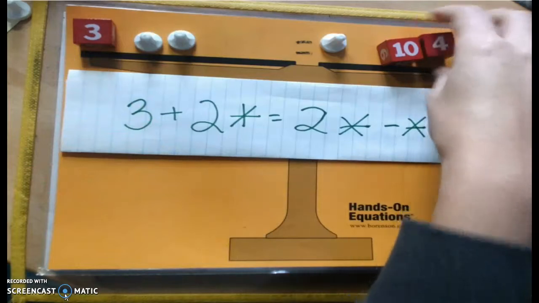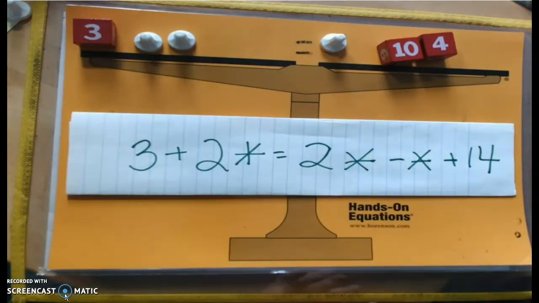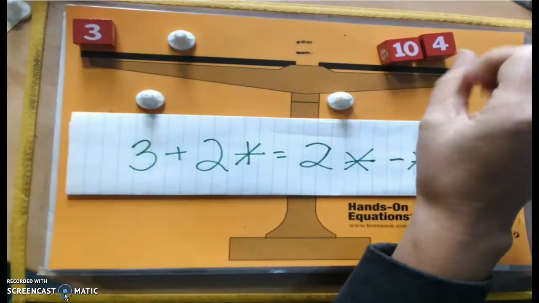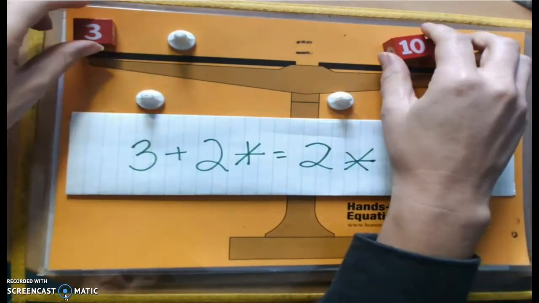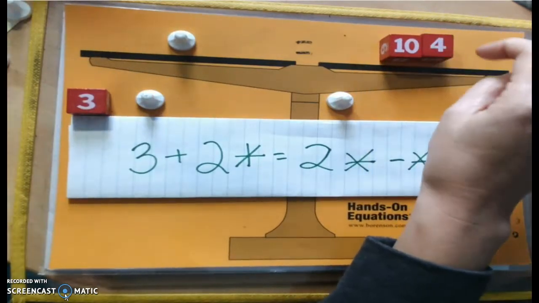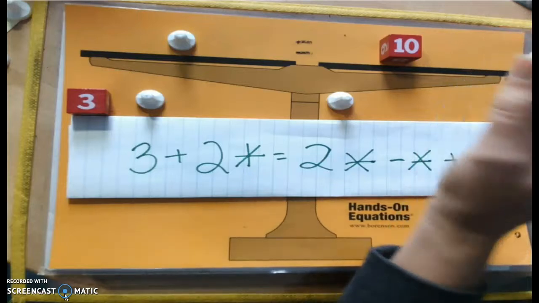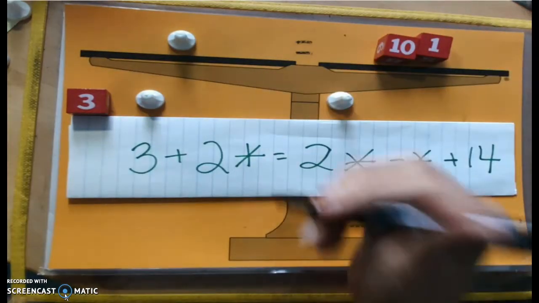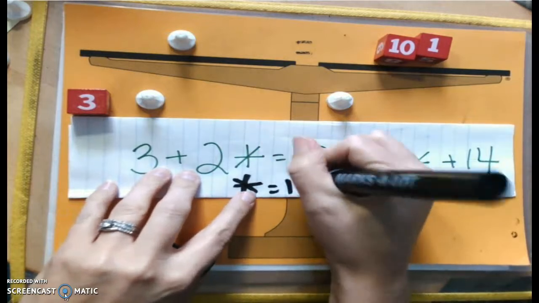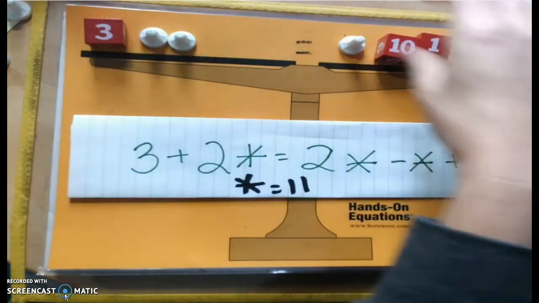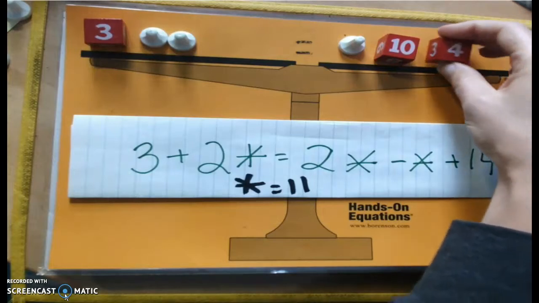All right, we'll do our legal move. We're going to remove 1 star from each side, and then we're going to remove the value of 3 from each side. So 10 plus 4 is 14, and 14 minus 3 would be 11. That tells us that star equals 11. Go ahead and set the original equation back up, and now you are ready to do your check.